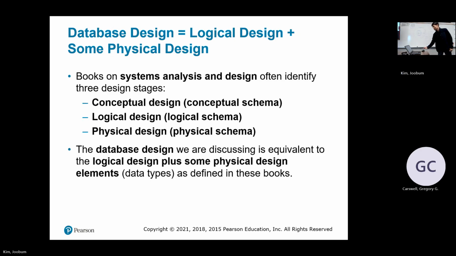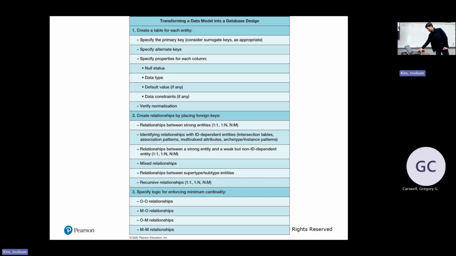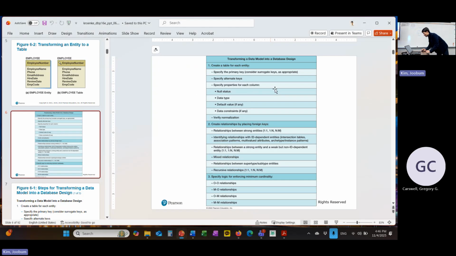Next one is physical design. Physical design, we'll discuss next and the following week. Okay. So these are the steps. Maybe it is to transform a data model into a database design.